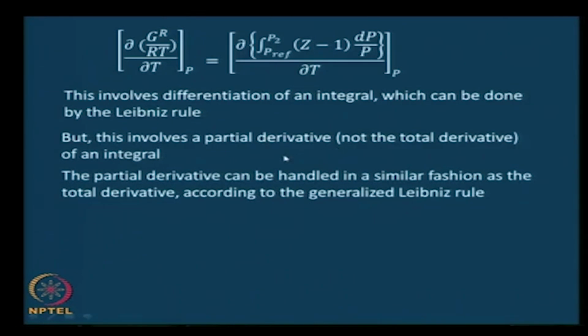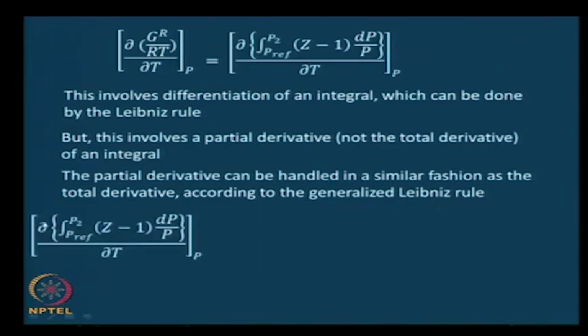Therefore you need to consider it further, and there is something called a generalized Leibniz rule, which you can look through in some specialized books in mathematics. What it says is that the partial derivative can be handled in a similar fashion to the total derivative according to the generalized Leibniz rule. Therefore, whatever you did for the total derivative of an integral can be done for the partial derivative of the integral too, is what this says.